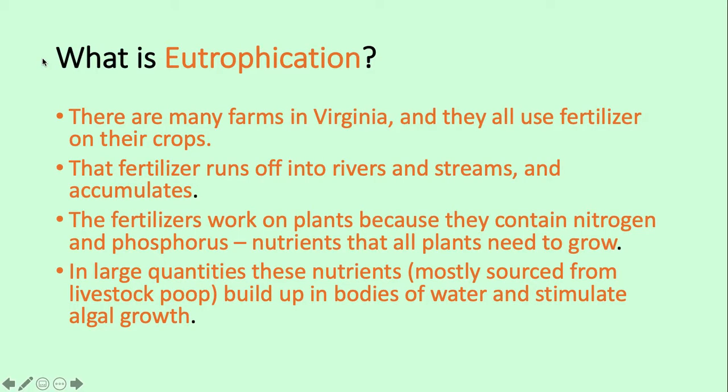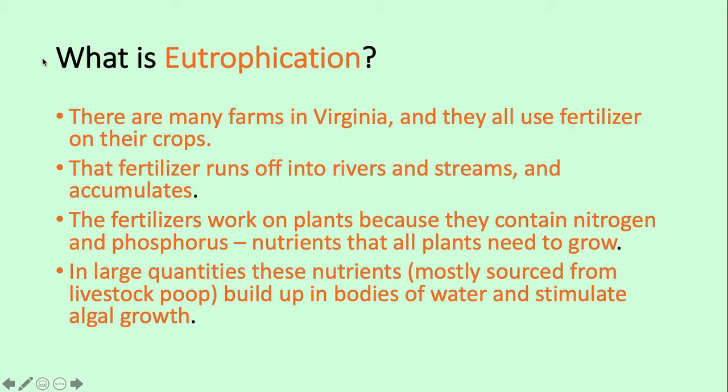Another type of pollution is called eutrophication. There are many farms in Virginia, and they all use fertilizer on their crops. That fertilizer runs off into rivers and streams and accumulates. The fertilizers work on plants because they contain nitrogen and phosphorus. Those are the nutrients that all plants need to grow.